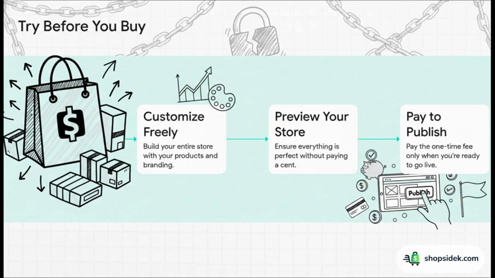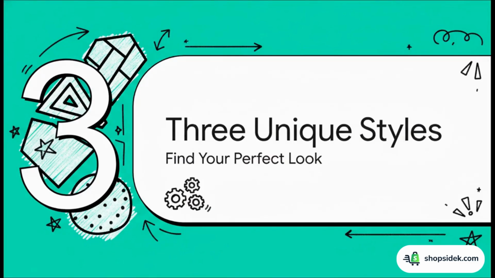It's super simple. You just head over to the official theme store, you add Impact to your store, and then you get to play. You can build out your entire website, add your products, tweak your branding, set up every single page, and you do all of this without paying a single dime. You only pay that one-time fee when you look at your site and go, yep, that's it, I'm ready. It's the ultimate try before you buy. Now for the fun stuff.